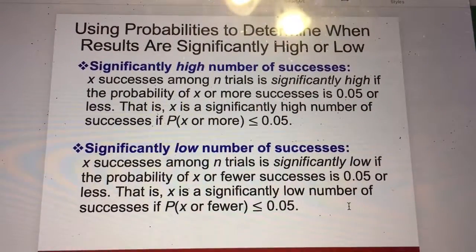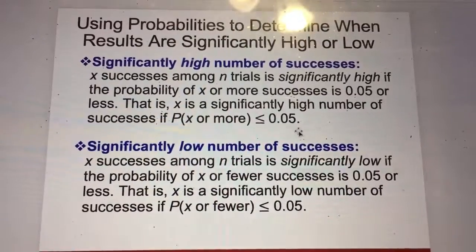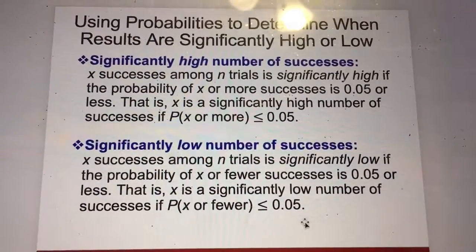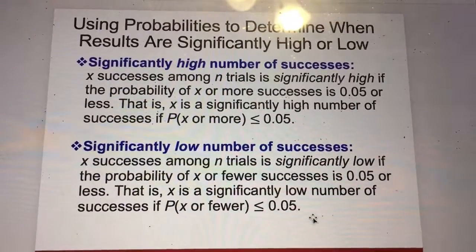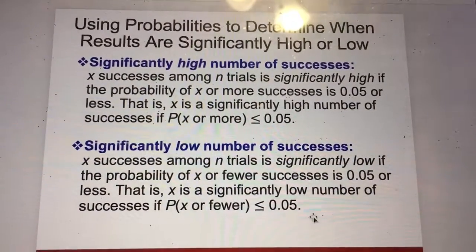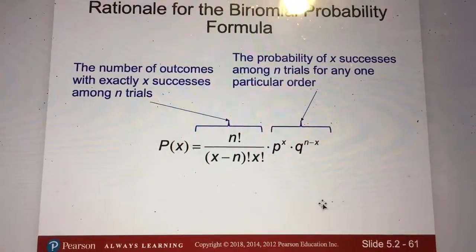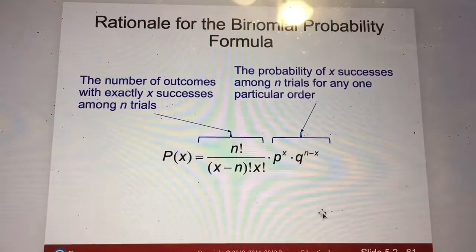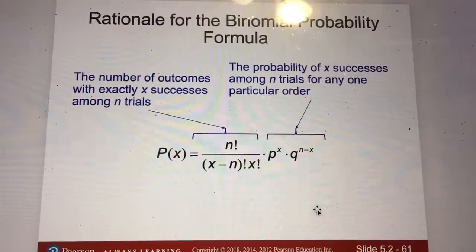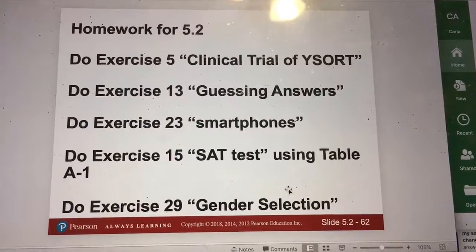So here again, significantly high, significantly low. We can do this with probabilities, 0.05, 0.05. We saw this same slide on our probability distribution PowerPoint, so this is nothing new to you. Okay, now this one here is just the formula and why the formula is the way that it is. And that is pretty much the end of 5.2.